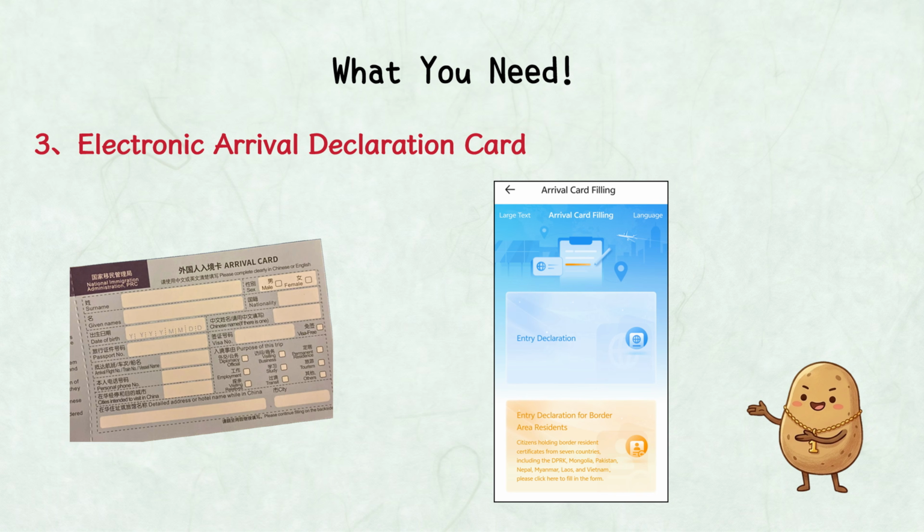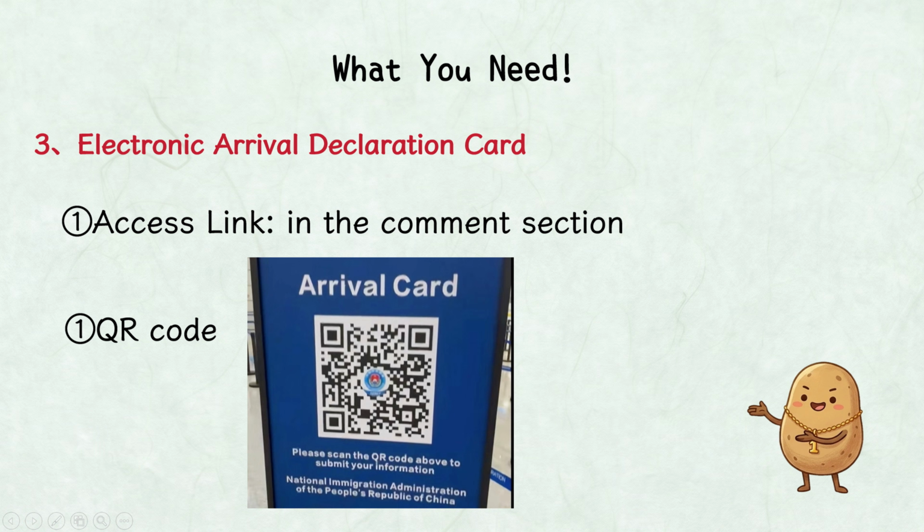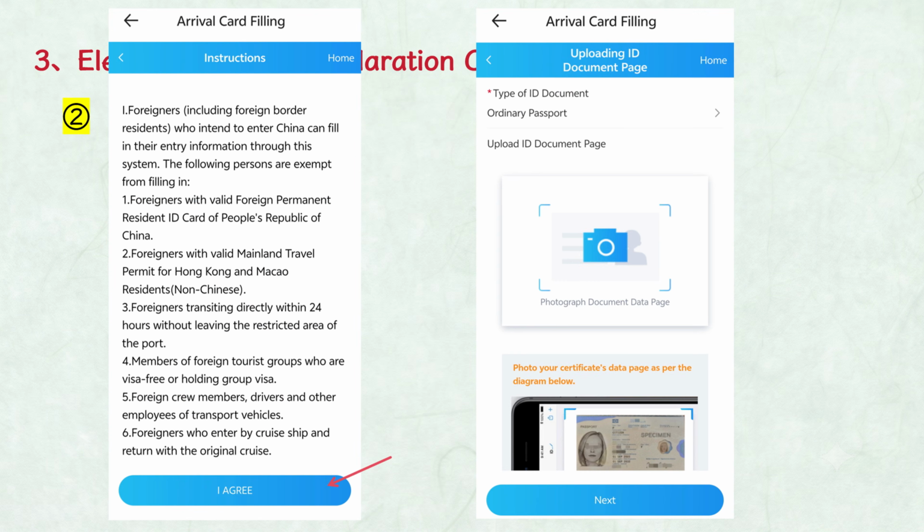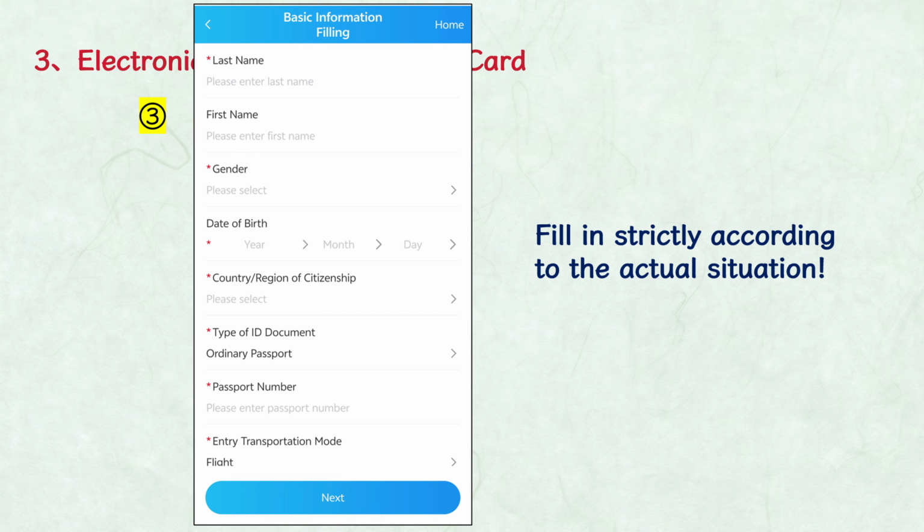3. Complete the online electronic arrival declaration card before your flight. Paper entry cards are almost completely phased out now. You can fill it out via link or QR code scan. Let's fill out the declaration step by step. Switch to your preferred language first. Read the rules carefully. Then, upload a photo of your passport and fill in all personal info truthfully.